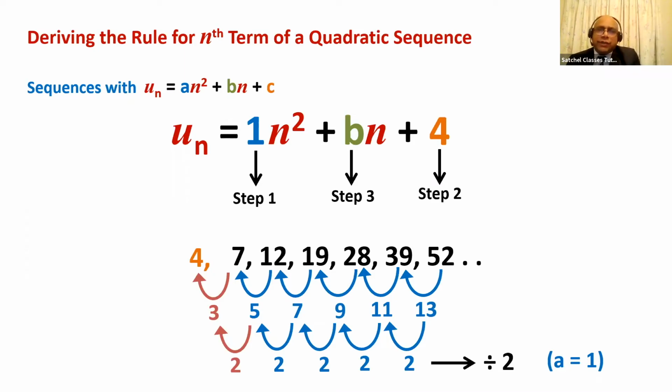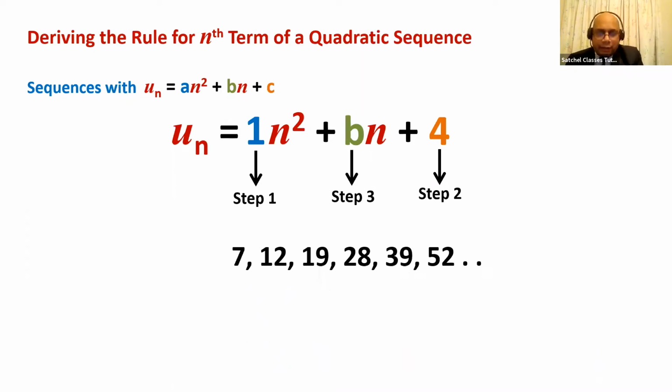Now all I need to do is find B. Now how do we find B? For that, I pick up any one term of the sequence. Okay, for sake of simplicity, we just pick the first term, which is 7. That's U1. So if I were to replace n by 1 in my original rule, I should end up getting 7 as the final answer, because that's your first term.